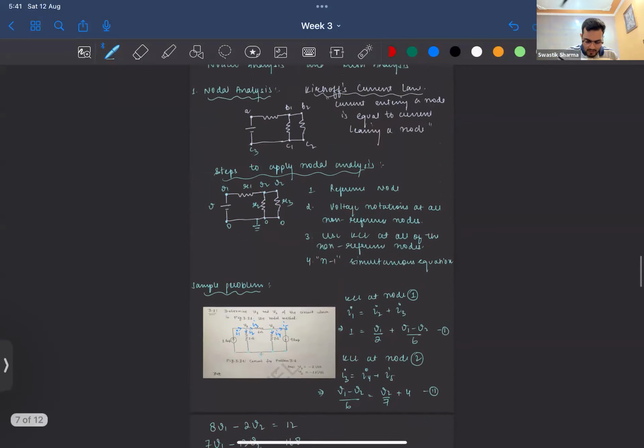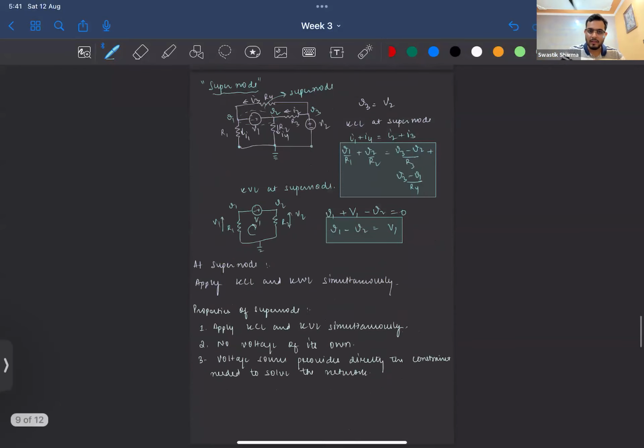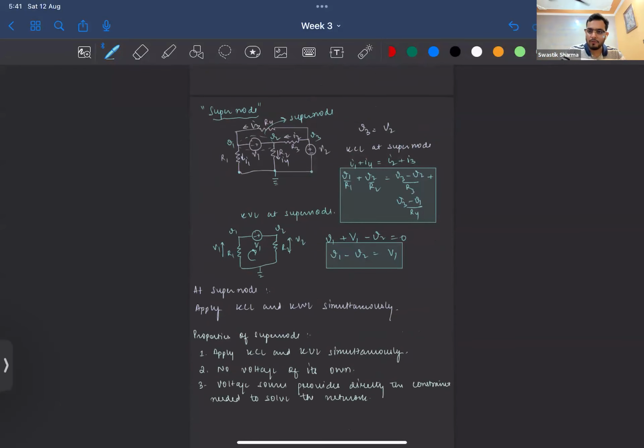Then I acquainted you with the concept of a supernode. A supernode is nothing but a case in which a voltage source is connected between two non-reference nodes, right? Once you identify a supernode, life becomes easier for you, because you can try and minimize the number of equations you have.